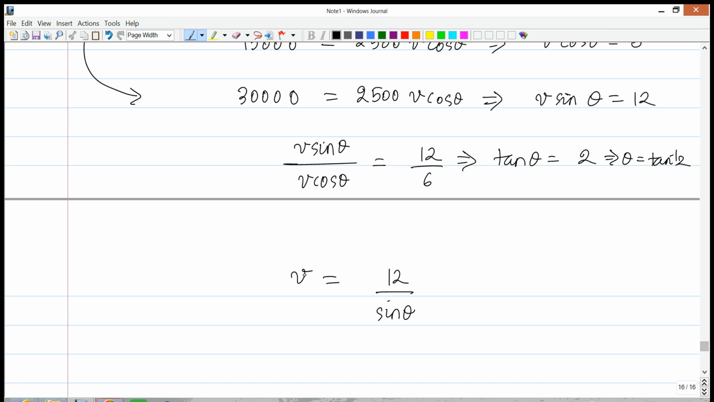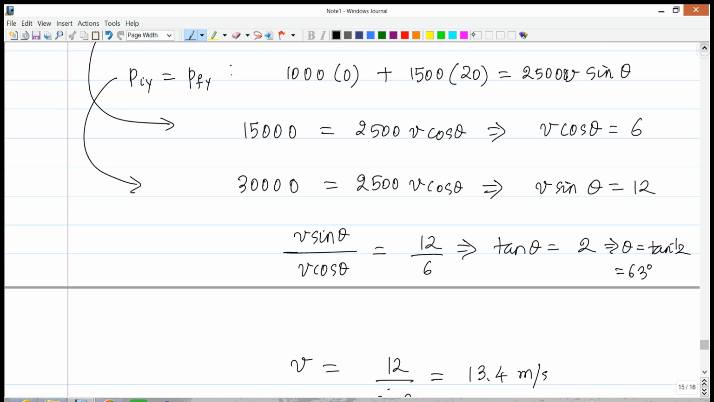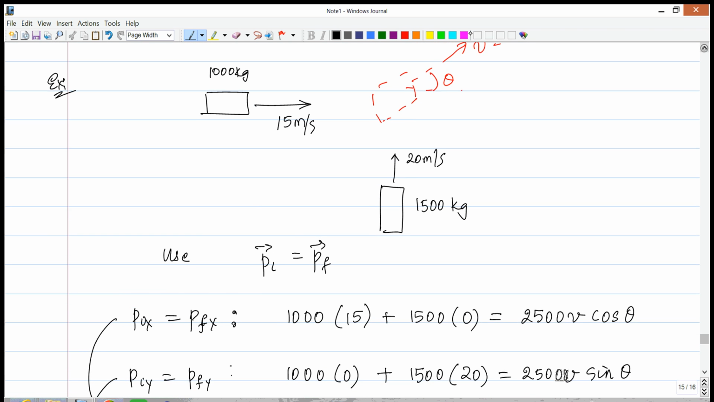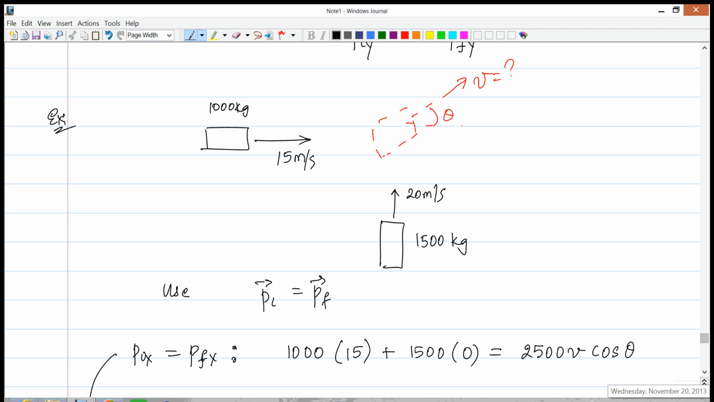If you calculate all this correctly, the angle comes out to be about 63 degrees, and when you plug that into this equation, you get a value of about 13.4 meters per second. So this is a simple application of a glancing collision problem. We just used momentum conservation, but because we have two directions to deal with, we have to conserve momentum along the x direction and along the y direction. That's it for this one.